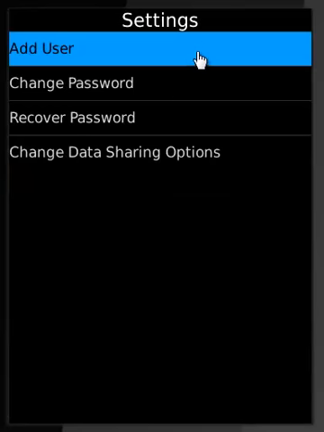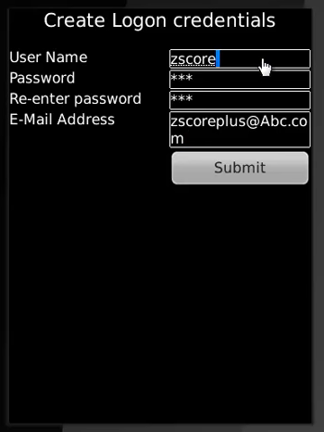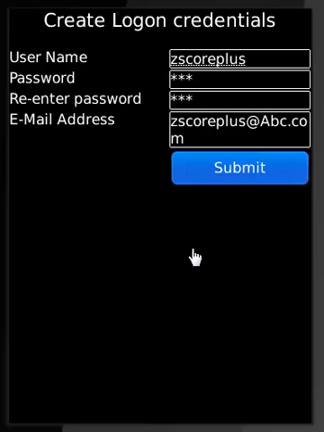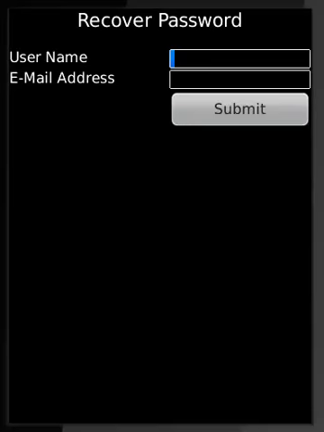Settings. This allows us to add a user. Say we want to add a user, we can actually do that through this, score at abc.com. So you enter a password, then you re-enter. Plus at abc.com. Okay, now you hit submit. Okay, so now if you want to change your password, this is how you do it. Recover your password, this is how you do it.